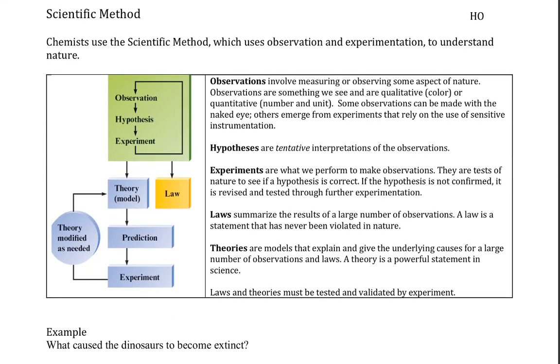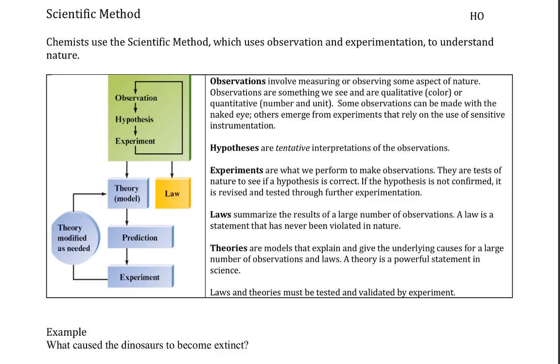Our next topic is the scientific method. Chemists use the scientific method, which uses observation and experimentation to understand nature. So a flowchart of the scientific method is shown on the left in the table, and it starts with our making an observation, maybe more than one observation, and from that making a hypothesis, which would be some sort of a beginning interpretation of what we're seeing.